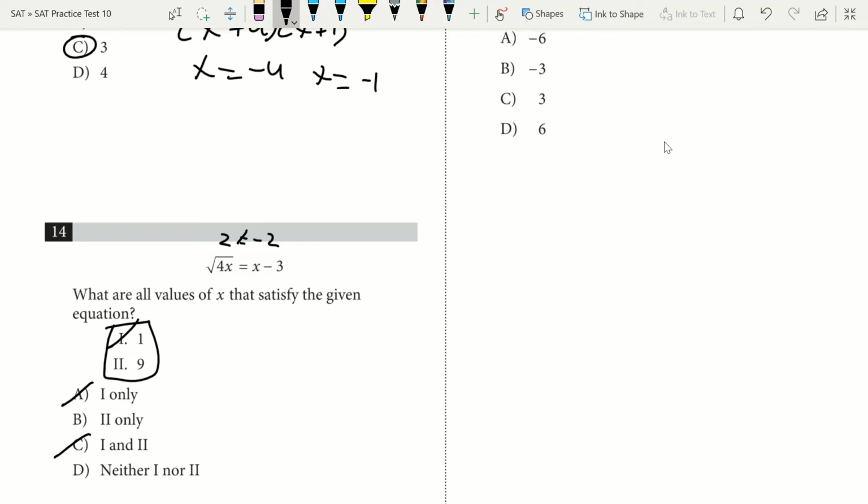Now I plug in 2. It has 9. 9 times 4 is 36. The square root of 36 is 6. And does that equal 9 minus 3? Yes, it does. 6 equals 6, so my answer is going to be 2 only, which is choice B.